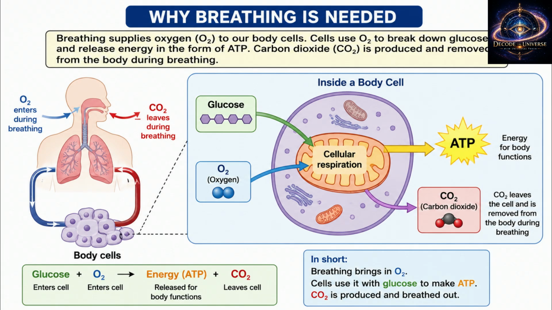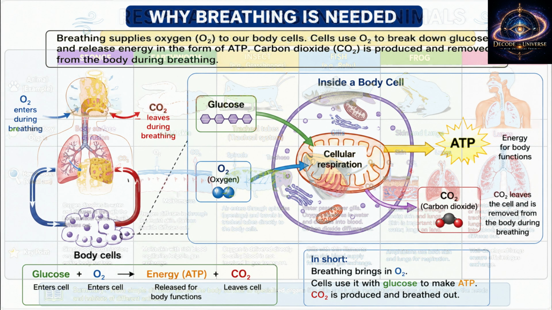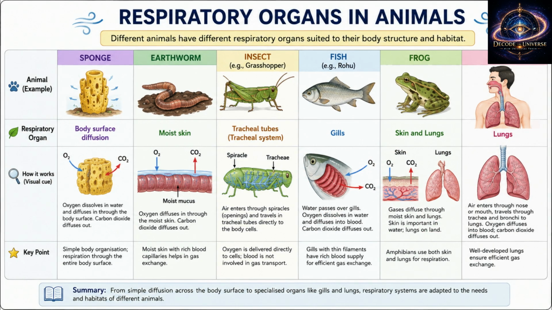Real-life example. Imagine a city without transport. Food, oxygen, water, and waste removal will stop. Similarly, without circulation, body cells cannot survive. 2. Blood. Blood is a special connective tissue. It has plasma, the fluid part, and formed elements, cells and cell fragments. Blood transports oxygen, carbon dioxide, nutrients, hormones, and wastes.